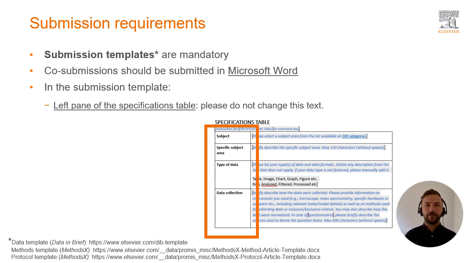So, what are the requirements for submitting a co-submission? Co-submissions are published in either the journal MethodsX for methods or protocol articles, or Data in Brief for data articles. You will hear more about these journals later in the presentation. Since both MethodsX and Data in Brief are templated journals, co-submissions aimed at either of these journals should use and follow their respective templates. Please download and use the latest version of the templates by using the links to the templates at the bottom of this slide. These links are also provided in the description of the video.